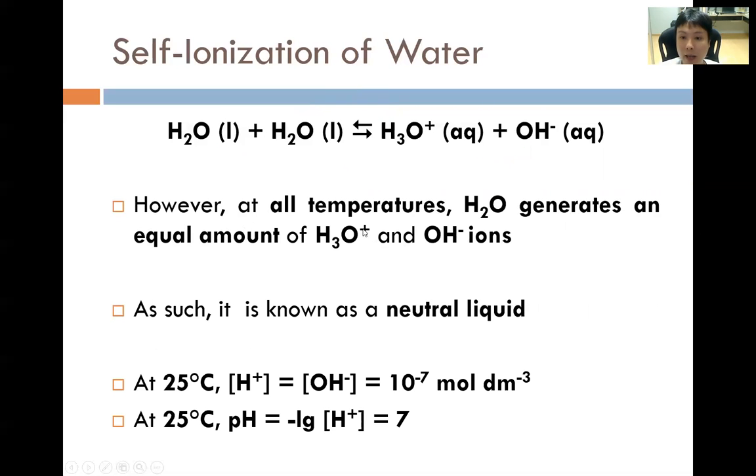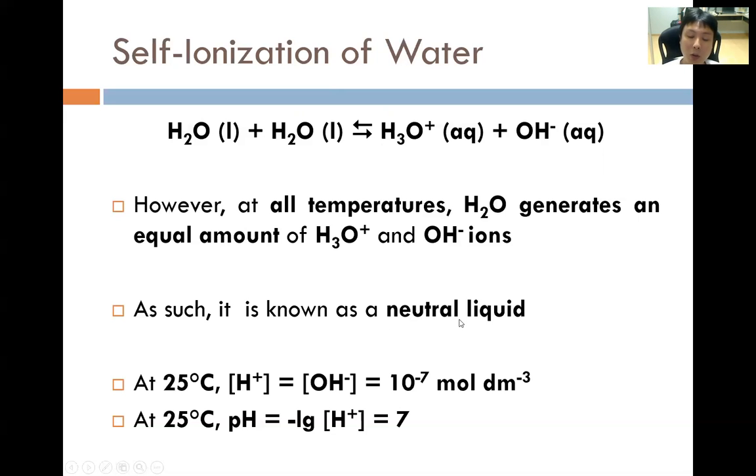Okay, however, at all temperatures, because the H3O+ and the OH- come from the dissociation of water, you always form a 1:1 ratio. So at whatever temperature, you can have different amounts of H+ and OH- ions. However, it must always be true that there are equal amounts of H+ and OH- ions, and that is what it means for water to be known as a neutral liquid.